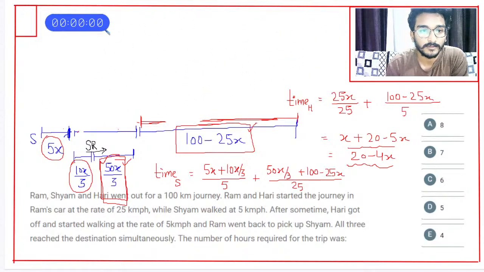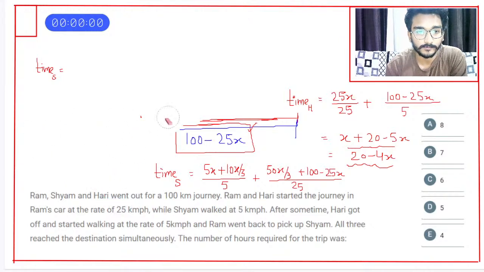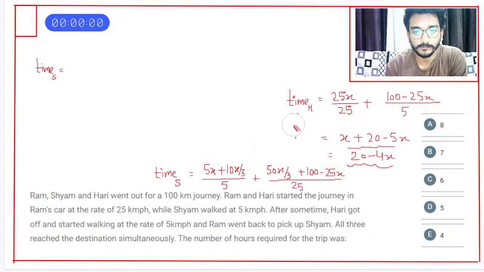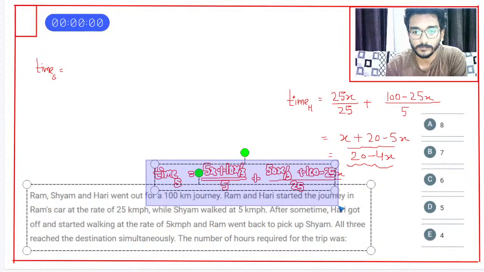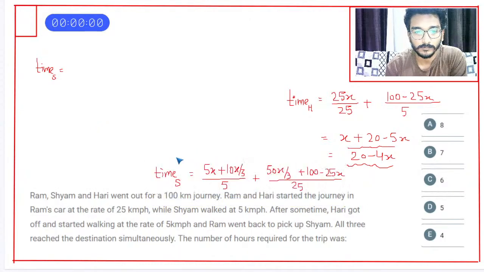So let me write it here now. Time taken by S is how much? I'm dividing this equation. Let me make some space here. Okay, fine. Okay, I'm writing it here.